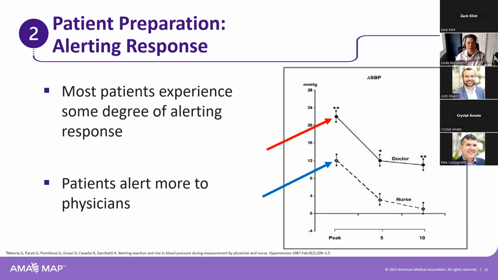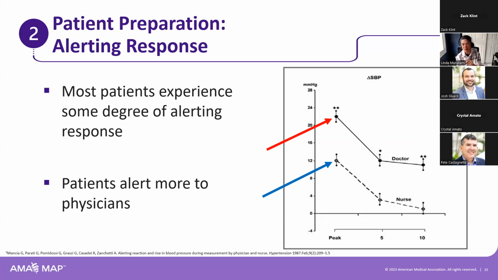So one thing to keep in mind when you're creating a measurement workflow is to really specify who's taking the measurements. A patient's blood pressure naturally rises when a member of a healthcare team walks into the room, and we refer to that as the alerting response. But you can see on this graph that a patient's blood pressure rises about 12 millimeters of mercury less when the nurse walks in the room, that's the blue arrow, versus when the doctor walks in the room, which is the red one. And you can see there's a 5-minute and a 10-minute increment.